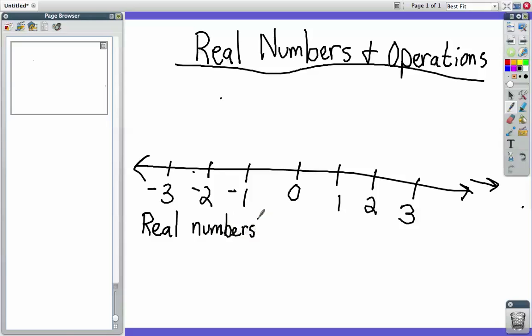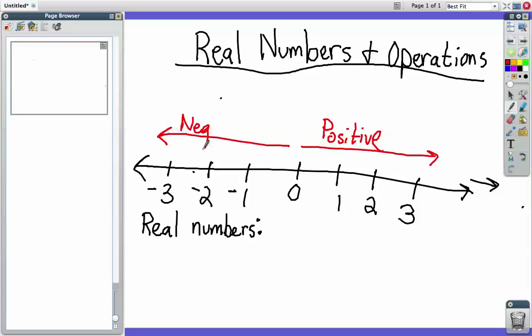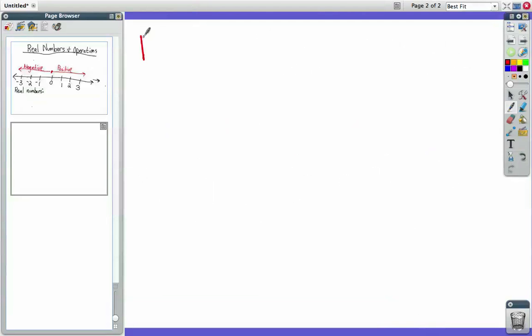Real numbers to the right of the number line are positive. So we have positive to the right of the number line. And to the left of the number line, of course, are negative numbers. So on your notes, make a note to yourself that draw a line to the right, and that is the positive numbers, and draw a line to the left, and that'll be the negative numbers. So on the one hand, we have rational numbers.